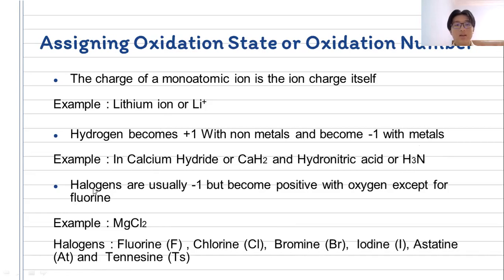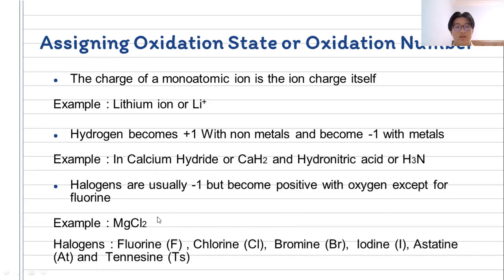Next, halogens are usually -1, but become positive with oxygen, except for fluorine. So to prove that halogens are usually -1, for example, we have magnesium chloride. Mg belongs to family 2A, like we have mentioned earlier. So this has a net charge of +2. So Cl2 must be -2, right, to make the neutral compound 0. So -1 times 2 is -2.